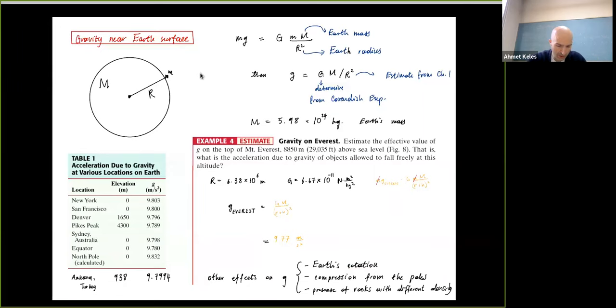Another thing is Earth is not a perfect sphere, right? It is compressed at the poles, and it is fat around the equator. So this kind of geometry also affects g. And finally, the presence of rocks and heavy materials in certain places, and the presence of light materials in other places, also affect the value of g.